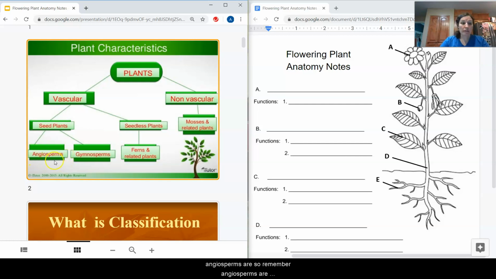So what we're going to focus on is the angiosperms and how the structure of the angiosperms are. So remember, angiosperms are vascular. They're going to have tubes. They're going to have seeds, and they're going to have fruit and flowers. So that's what we're going to focus on today.